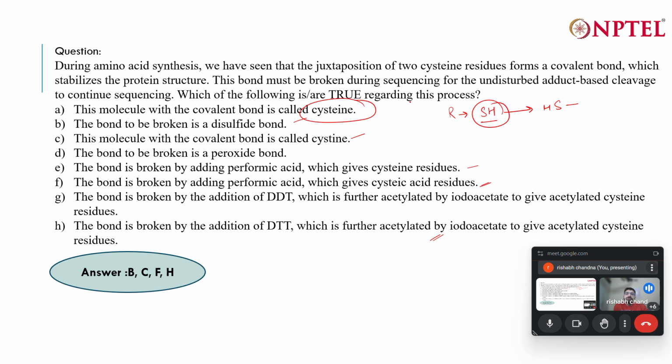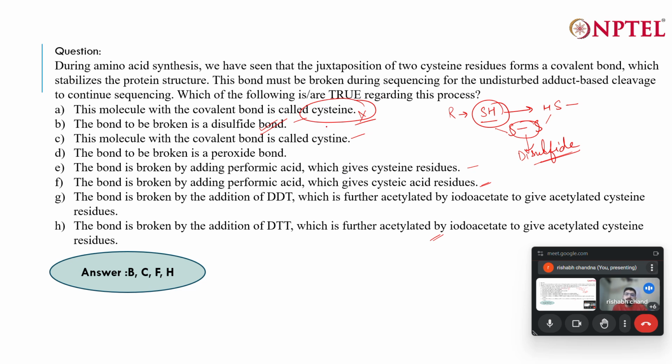Okay, so this is incorrect. Then the bond that has to be broken is a disulfide bond. Yes, so this forms a disulfide bond with the cysteine that is present in a peptide backbone. This bond that is formed is a covalent bond and it is called a disulfide bond. So the second option, that this bond is called a disulfide bond, is correct.